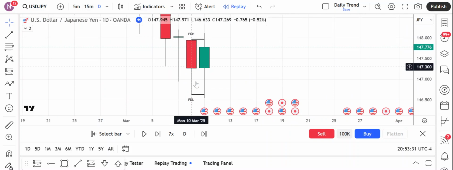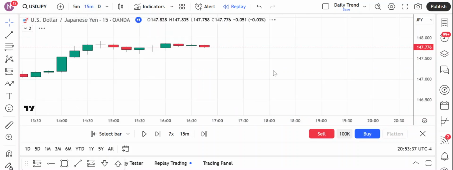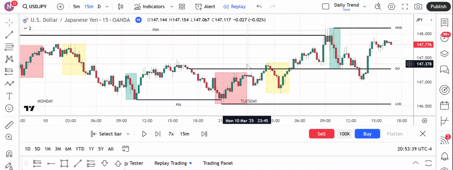Okay, so we see here, prior day, red. What's my bias? Long, but only if it goes below the prior day low. Same thing over and over. We check our times.